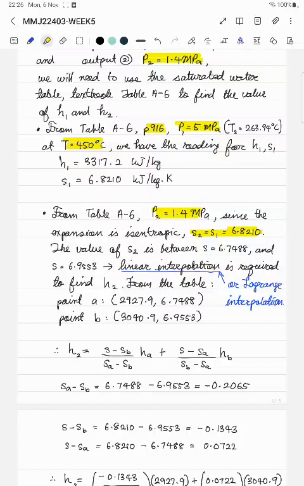if we look at the table, it should be equal to S1, which is 6.8210, and this value 6.8210 is somewhere between 6.7488 and 6.9553. So we have to estimate the value of S2, and this is where we will use linear interpolation to calculate the value of S2.